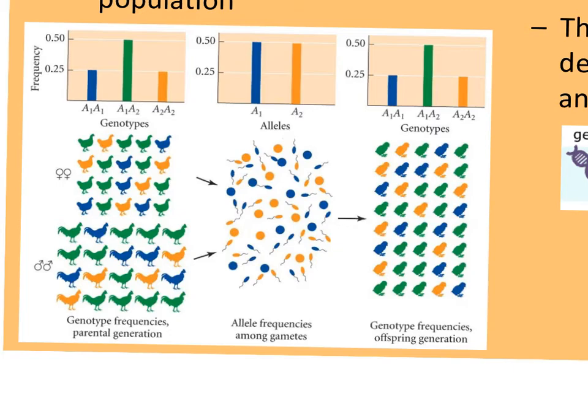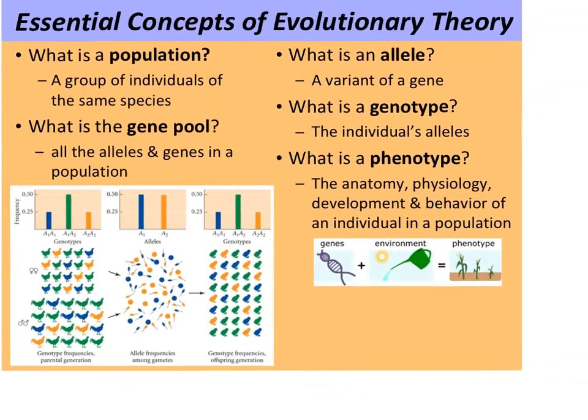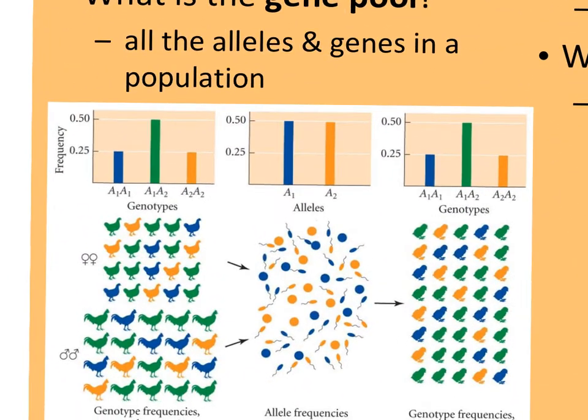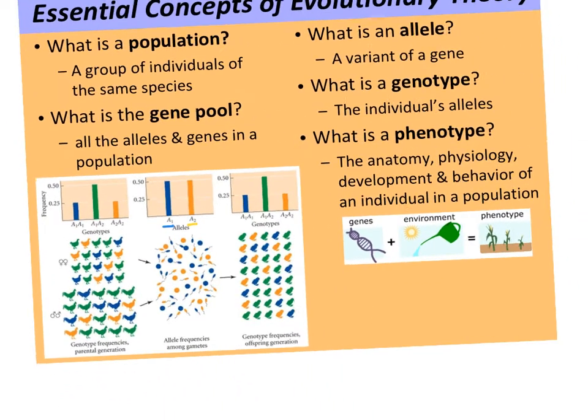Also, a few things. What's an allele? It's a variant of a gene. In this case, we've got two alleles, A1 and A2.